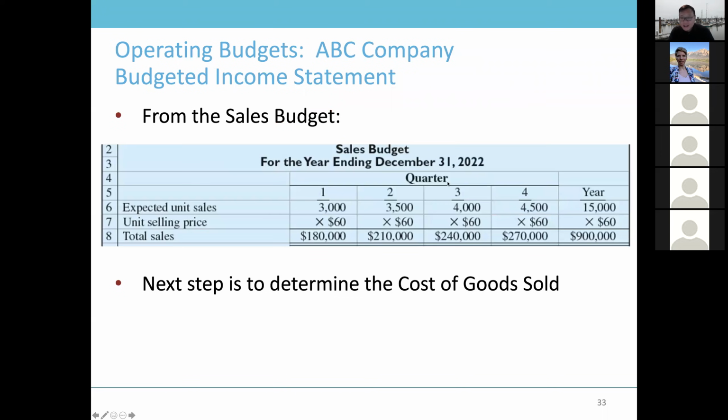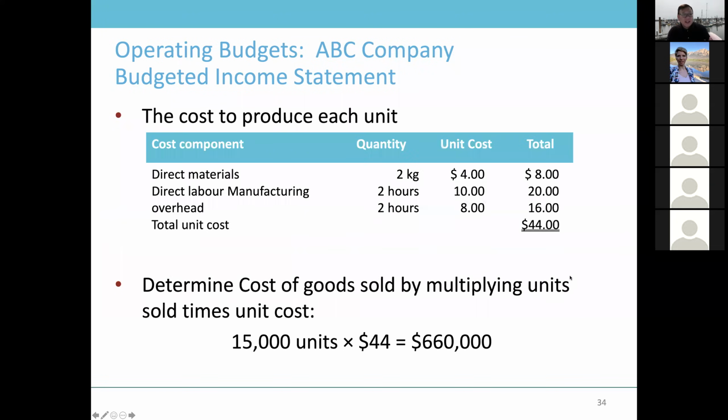So here, this is the sales budget. You estimated the number of units that can be sold, and the selling price is $60. The two numbers multiplied give you the total sales, that's your projected sales revenue. And now what's the cost of goods sold? Each unit is going to need 2 kilograms of materials. For each kilogram, the material costs $4.